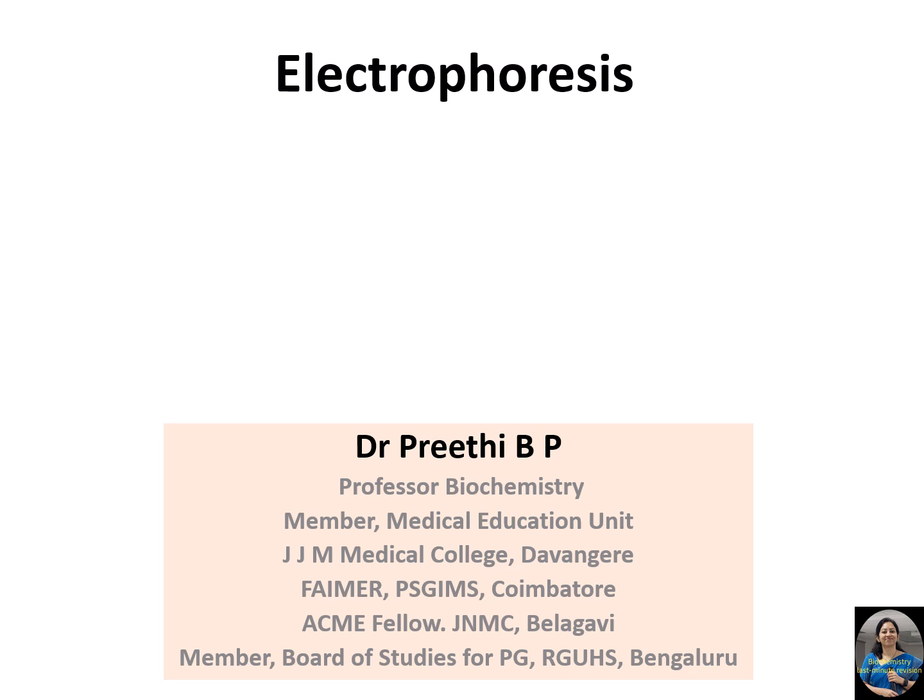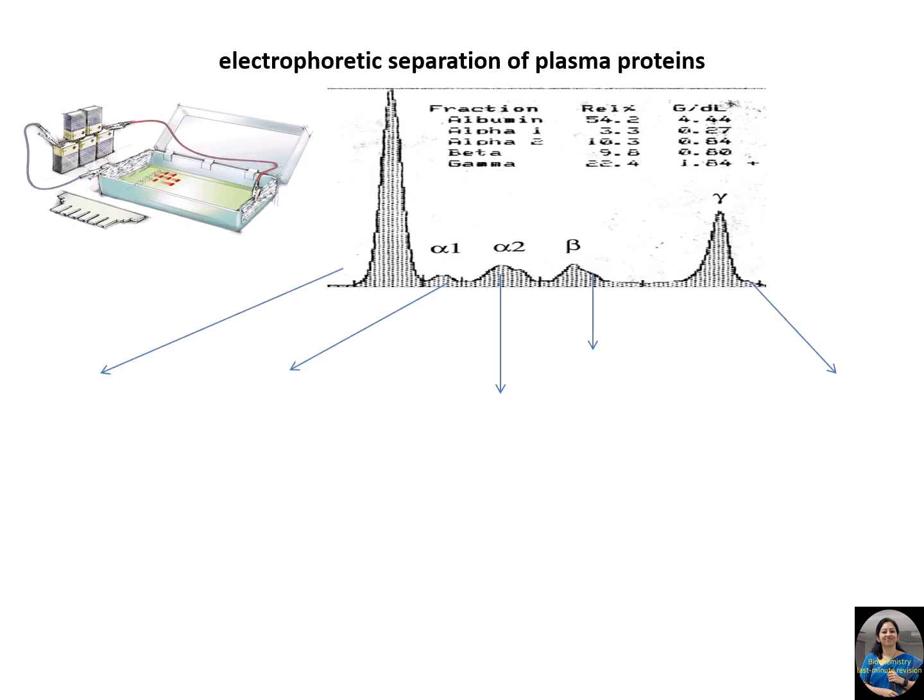This video is on electrophoresis. Coming to electrophoretic separation of plasma proteins. Plasma proteins can either carry positive or negative charge depending upon the pH of the medium. So at alkaline pH of 8.6 they carry negative charge and they move towards the anode. Electrophoretic separation is based on charge and mass.